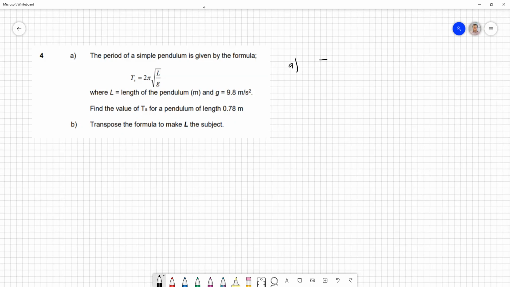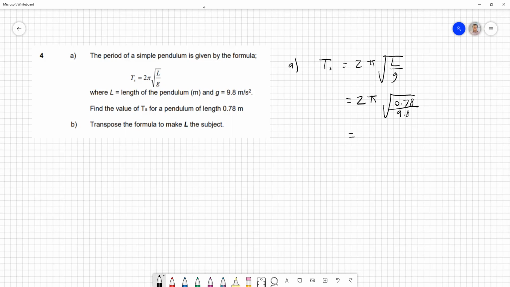So we can use the formula we're given. T subscript s is equal to 2 times pi times the square root of L over g. And into that formula, we can input the values. So we've got 2 times pi times the square root, and the length is 0.78. The value for g we're given to use is 9.8. And at this stage, as long as we're confident in doing it correctly, we can input all of this directly into our calculator. And that's what I'm going to do here.